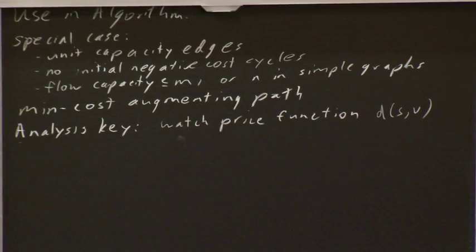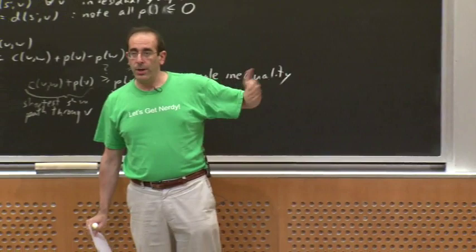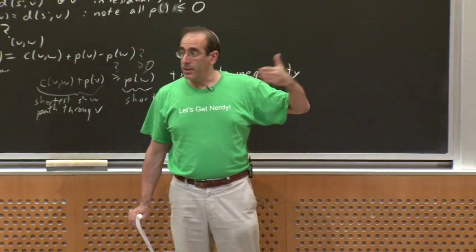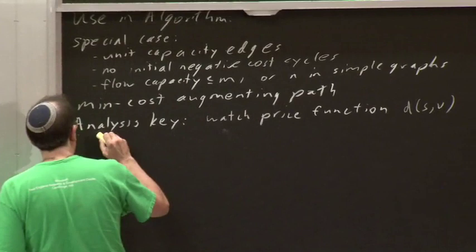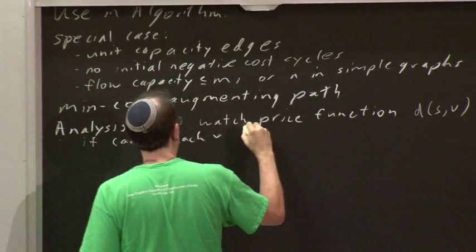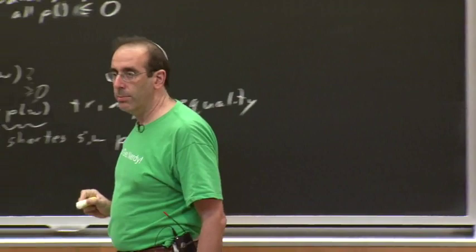Okay. And as I do augmentations, I'm going to change the price function. Right? Because I'm going to destroy certain edges, they're going to get saturated, and I'm going to create other edges. This is going to change the distance from S to V, but at each step it is going to be a feasible price function for the vertices that matter. So just to get this out of the way at the beginning, if you can't reach V from S, then I don't get a price. But I claim that when we're thinking about flow algorithms, we don't care.